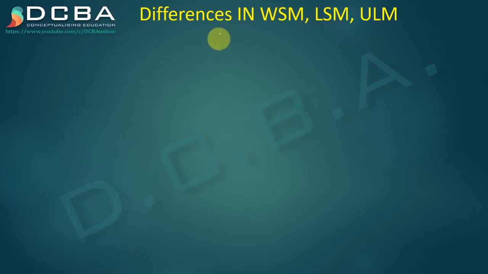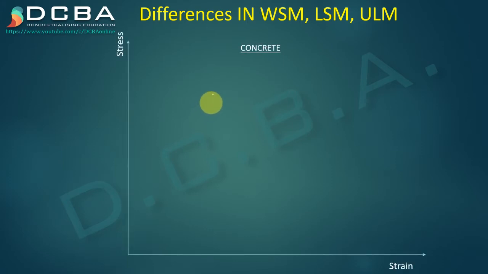Now what I'll be doing is marking out differences in WSM, LSM and ULM, and we'll see in what ways they differ from each other, and what is the significance of each design philosophy. So let us start with the stress strain curve of concrete, because the stress strain curve of concrete is more important than that of steel.